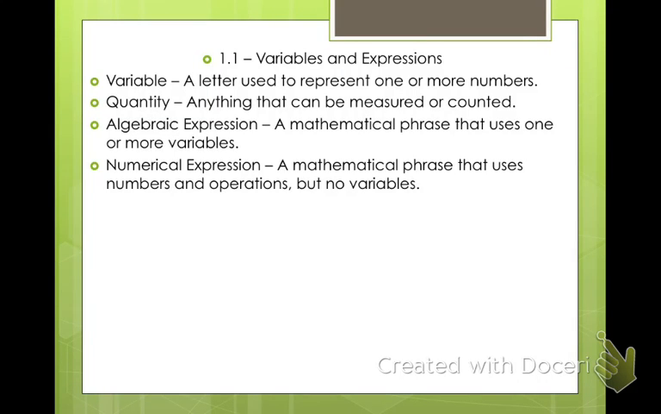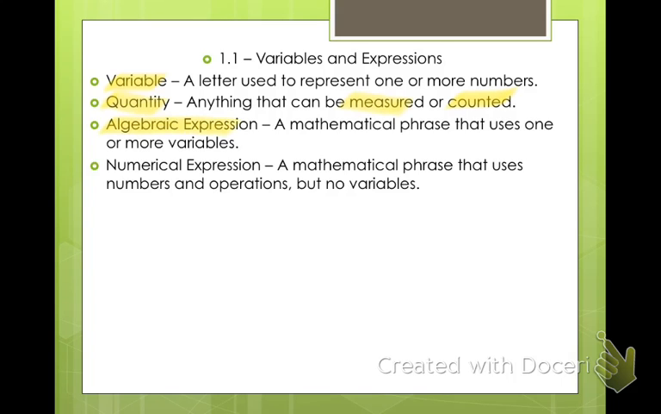Alright, this is section 1.1 for Algebra 1. Again, we're talking about variables and expressions. First thing we're going to go over is a variable, just a letter used to represent one or more numbers. We can plug different values in for our variable. A quantity is anything that can be measured or counted.